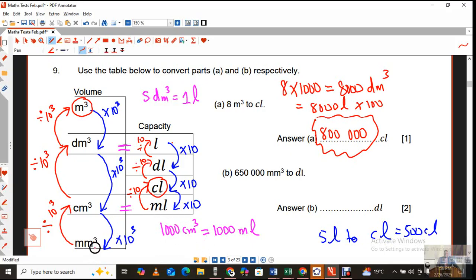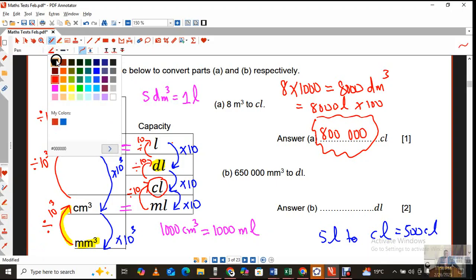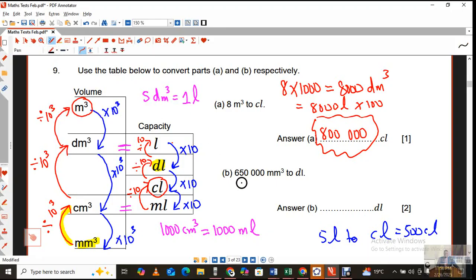So I'm here at cubic millimeters over here, and I need to go all the way from cubic millimeters. So let me just highlight it. I'm here, and I need to go to deciliters. So for me to do that, I must come to where they are equal, which means I'm going to come here by dividing my answer by 1,000. Okay, so let's do that. Let's say, okay, taking this 650,000 and I divide it by 1,000 gives me 650.